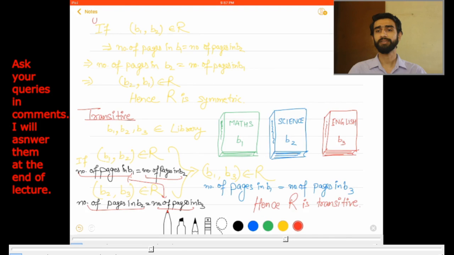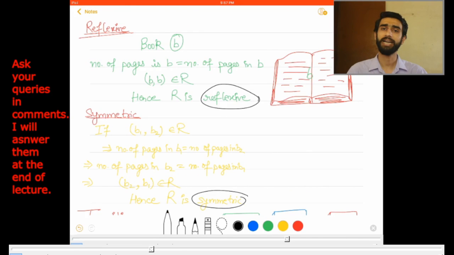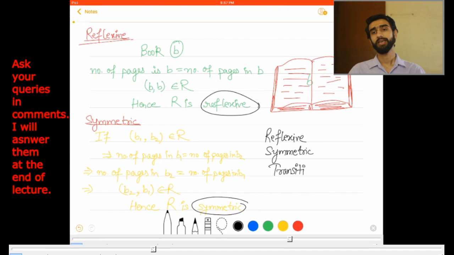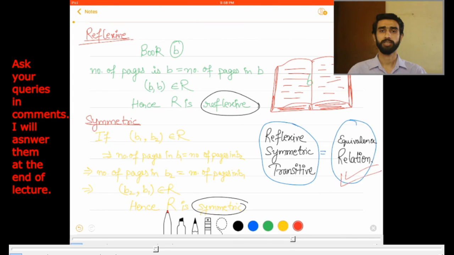So this is transitive, symmetric, and reflexive. And we know that if a relation is reflexive, symmetric, and transitive, the collection of all these three properties, I can say such relation is an equivalence relation. So hence I have proved that this relation given in the question is an equivalence relation. Okay, done. Now let's go further.